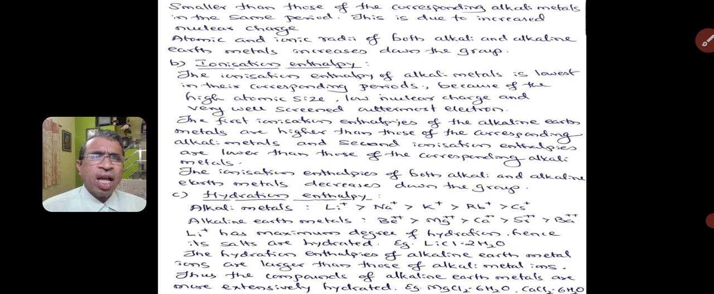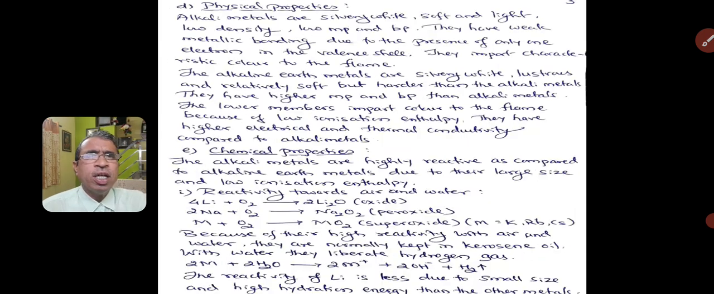The hydration enthalpies of alkaline earth metal ions are larger than those of alkali metal ions. Thus, the compounds of alkaline earth metals are more extensively hydrated. The examples are magnesium chloride hexahydrate and calcium chloride hexahydrate. They take 6 water molecules as water of hydration.